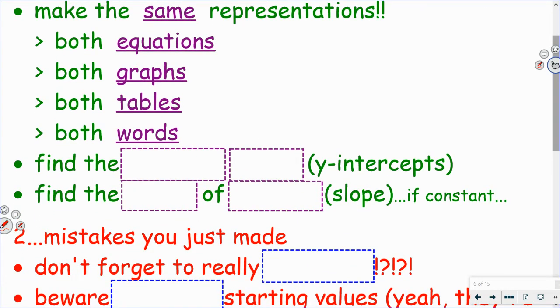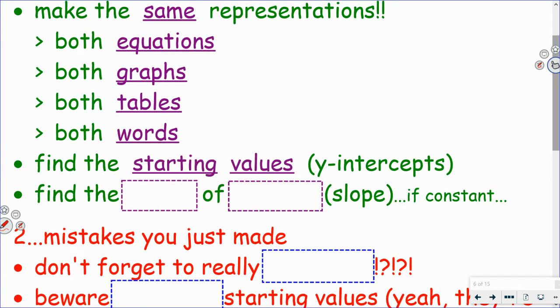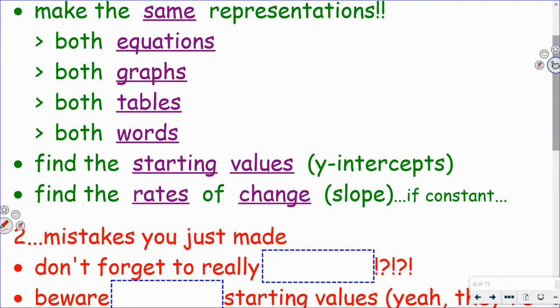Now, other important things for today. Find the starting values. Look for the y-intercepts. And find the rates of change. Find the slope. If, of course, it is constant. If it is nonlinear, you might have a more difficult time comparing something.